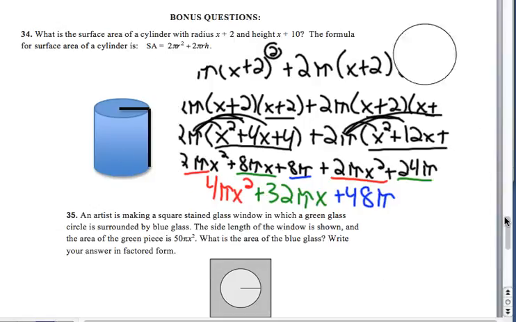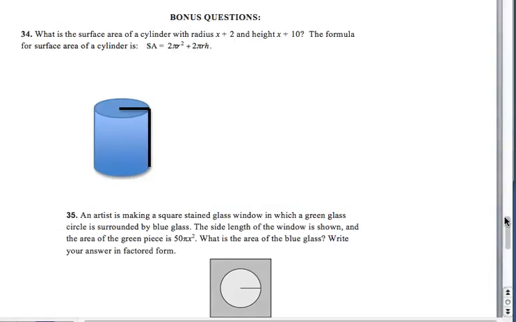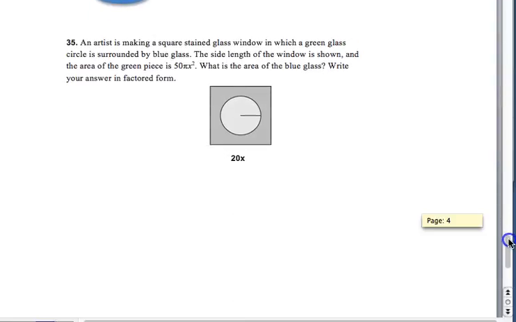And number 35. Number 35, an artist is making a square stained glass window in which a green glass circle is surrounded by blue glass. The side length of the window is shown and the area of the green piece is 50 pi x squared. What is the area of the blue? All right, so we want to know this area right here. This is what they're referencing. Even though you can't see the color, that is what they mean by the blue.